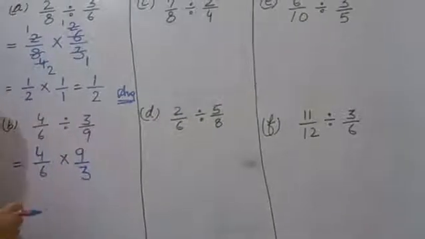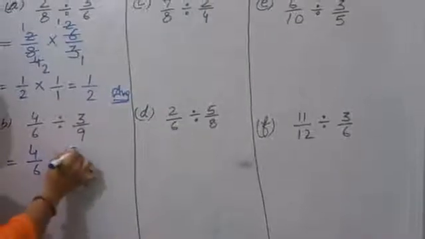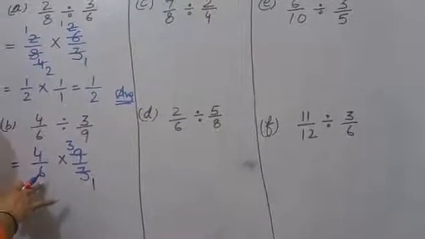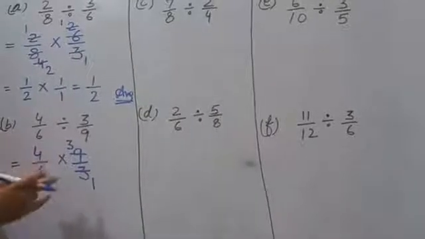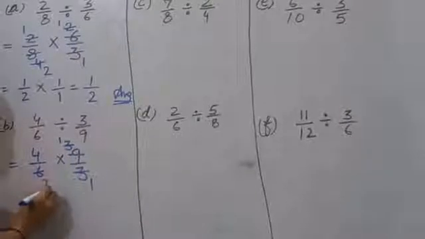Now we can see in 3 table we have 9. So 3 ones are 3 and 3 threes are 9. Now we can see that in 3 table we have 6 also. So again we can divide by 3. So 3 ones are 3 and 3 twos are 6.